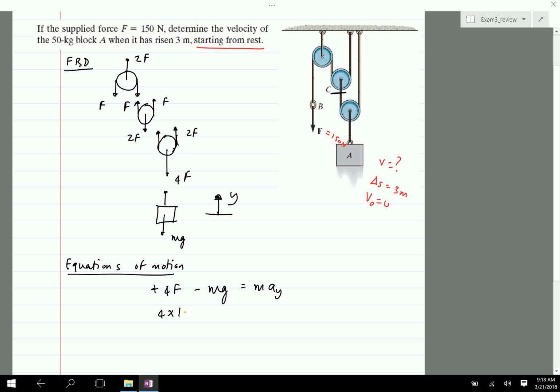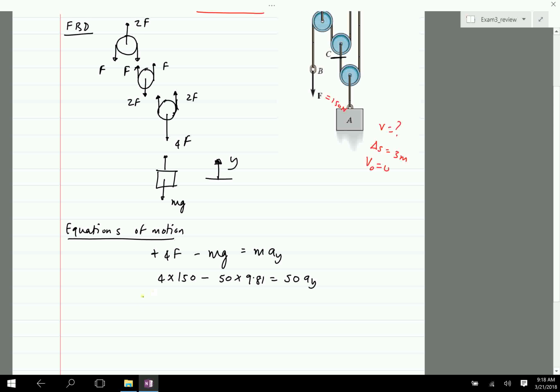4 times 150 minus mass 50 times gravity 9.81 equals 50 times Ay. If you solve for Ay, it will come out to be negative, right? Because 600 minus something small. So the answer is, sorry, my bad, it should be positive: 2.19 meters per second squared. So the force is greater than mg. So the net force upwards is greater than mg, so it's going to move up.